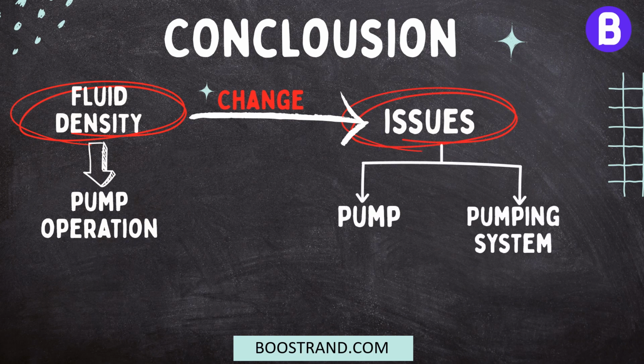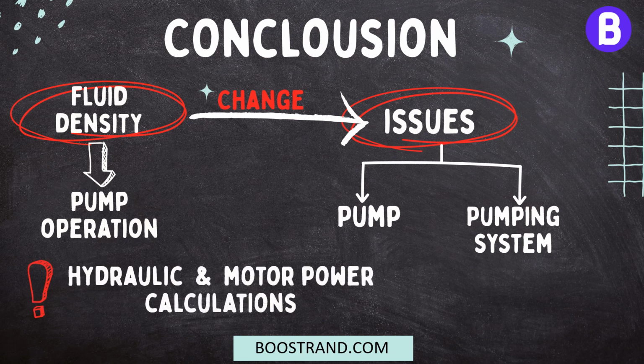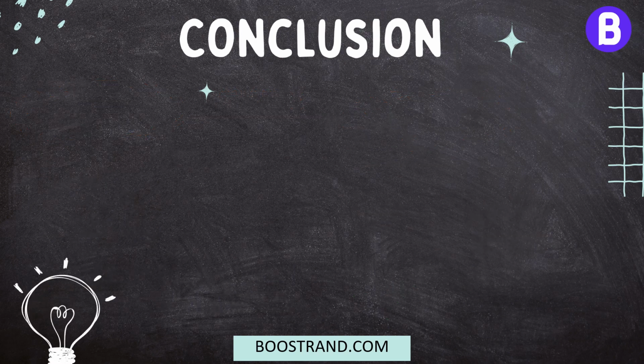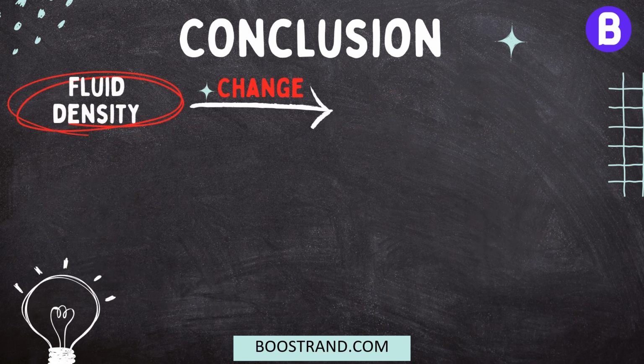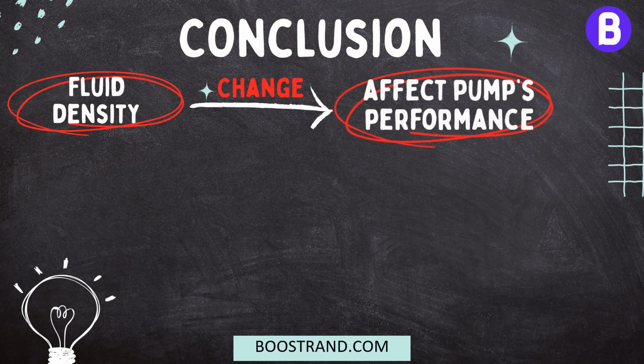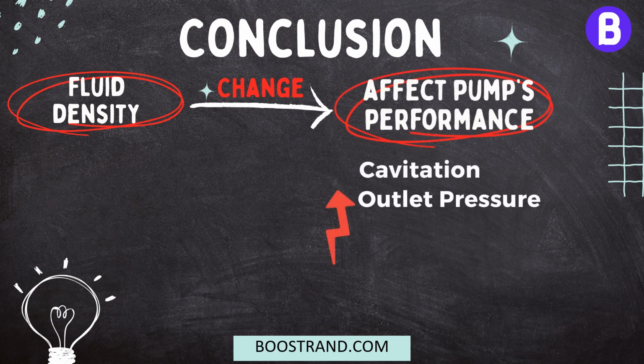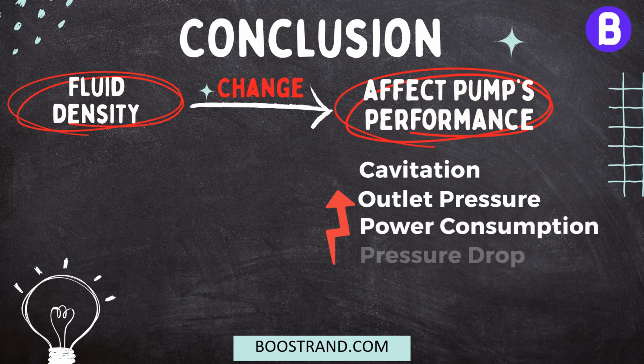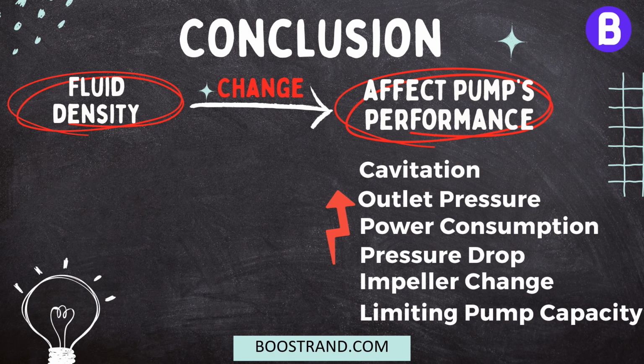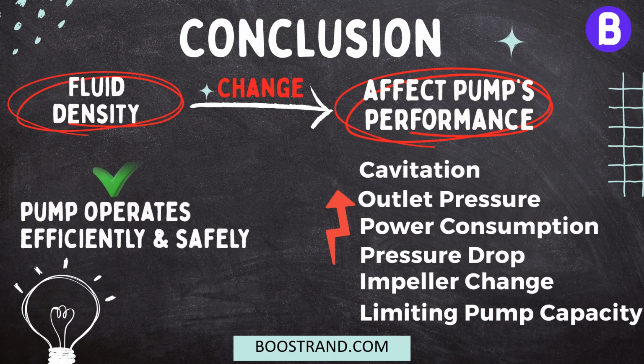This means that hydraulic calculations and motor power calculations should be carried out to check if the system can withstand the new conditions. In summary, when the fluid density changes, it can affect the pump's performance in several ways, including cavitation, increased outlet pressure, increased power consumption, increased pressure drop, impeller change, and limiting pump capacity. By understanding these effects, you can take the necessary steps to ensure that your pump operates efficiently and safely.